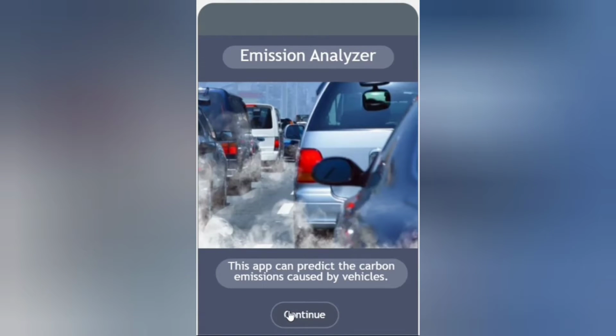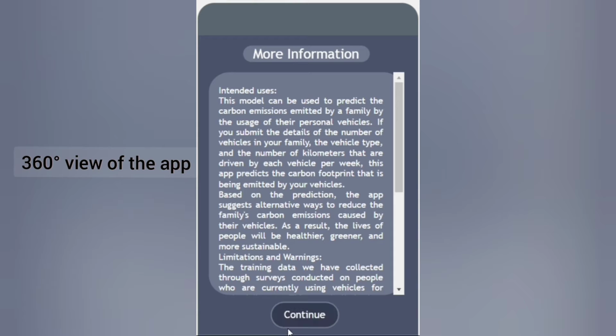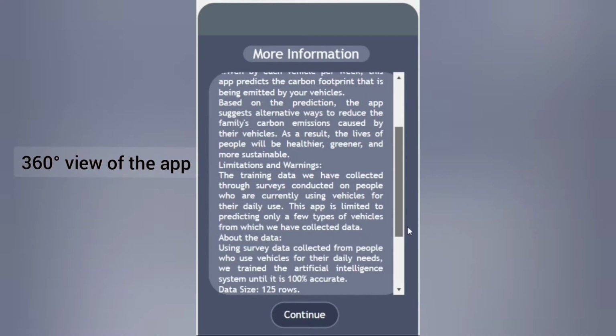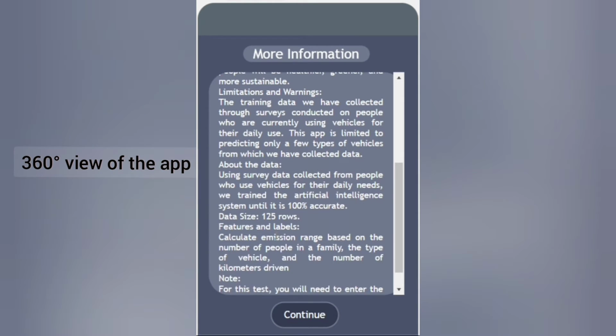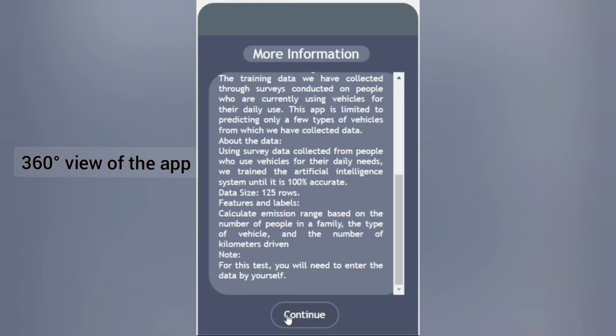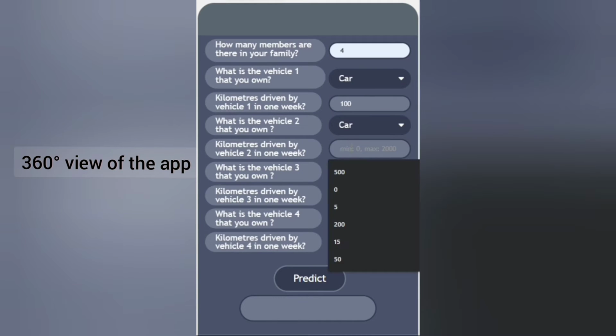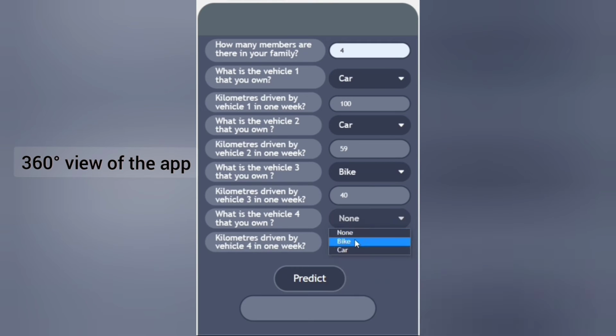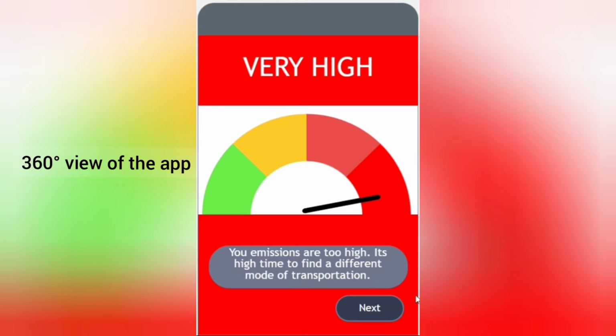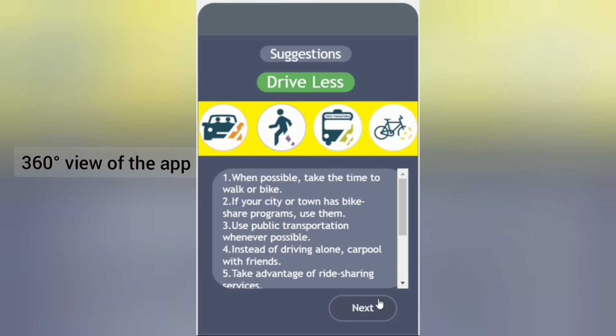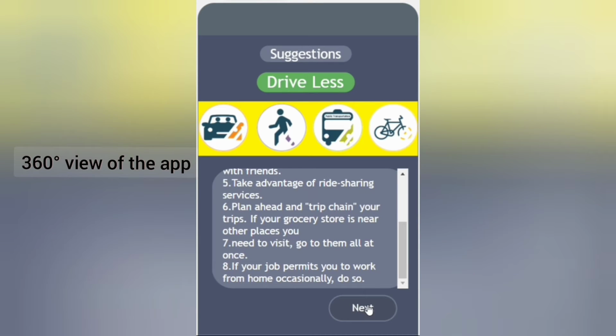We developed an AI-based mobile application using code.org. Inside the app, an AI model was developed and trained with the collected data. If a person submits details such as the number of vehicles owned by the family, the kind of vehicles owned by the family, and the distance driven by each vehicle every week, our app can predict the carbon footprint of these vehicles. Based on the prediction, the app suggests alternative ways to reduce the family's carbon emissions caused by the vehicles. As a result, the lives of people will be healthier, greener, and more sustainable.